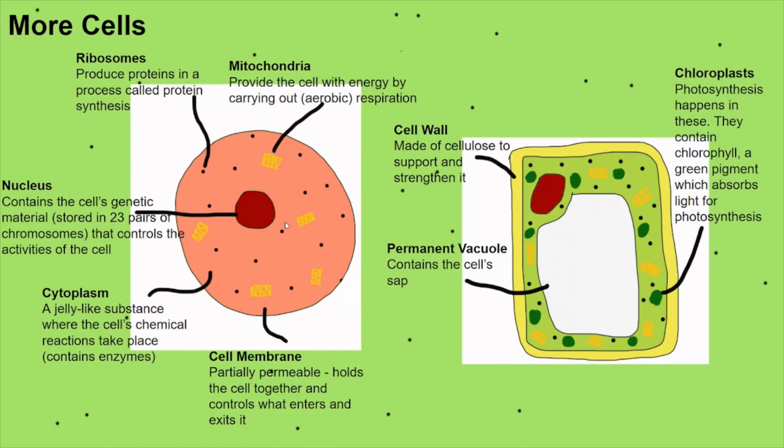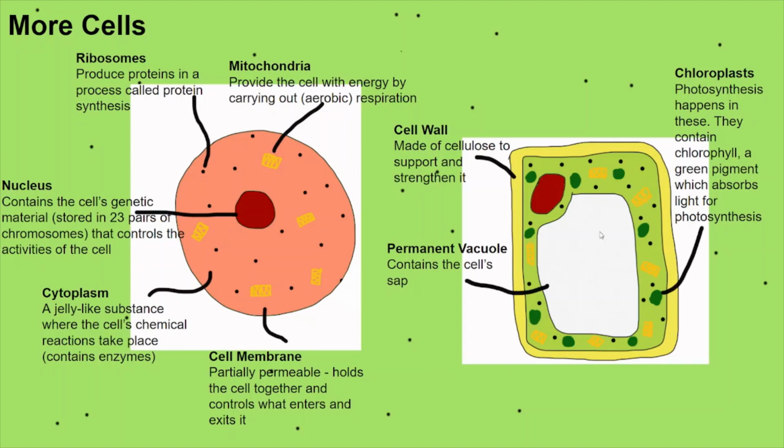Here on the left we have an animal cell, and you can see it has the cytoplasm, it has a cell membrane, it doesn't have a cell wall, but it does have the ribosomes that produce protein. It has mitochondria, and these provide the cell with energy through a process called aerobic respiration, which comes up later. And key, because they're eukaryotic cells, they have a nucleus which contains the genetic material of the cell, and it also controls the cell's activities.